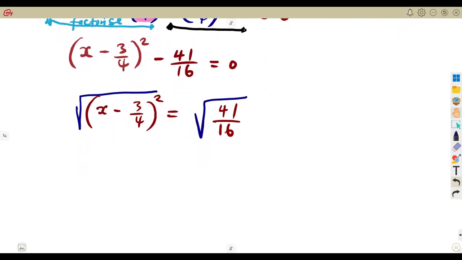Remember, I talked about this. You can simplify the denominator. You can leave it like that. It is up to you. But we can see that 41 is not a perfect square, so we cannot simplify that.